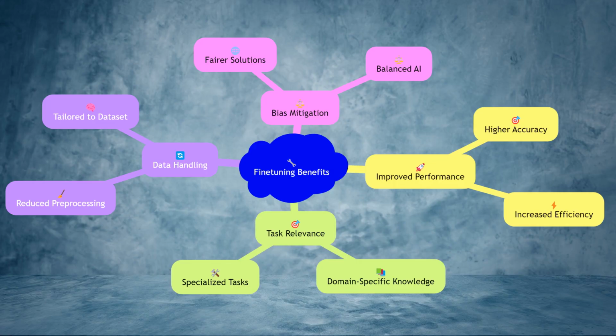Fine-tuning offers several benefits, including improved model performance, increased relevance to specific tasks, and reduced need for extensive data preprocessing. By tailoring a pre-trained model to a particular dataset, developers can achieve higher accuracy and efficiency. Fine-tuning also allows for the incorporation of domain-specific knowledge, making the model more adept at handling specialized tasks. Additionally, it can help mitigate biases present in the original training data, leading to fairer and more balanced AI solutions.